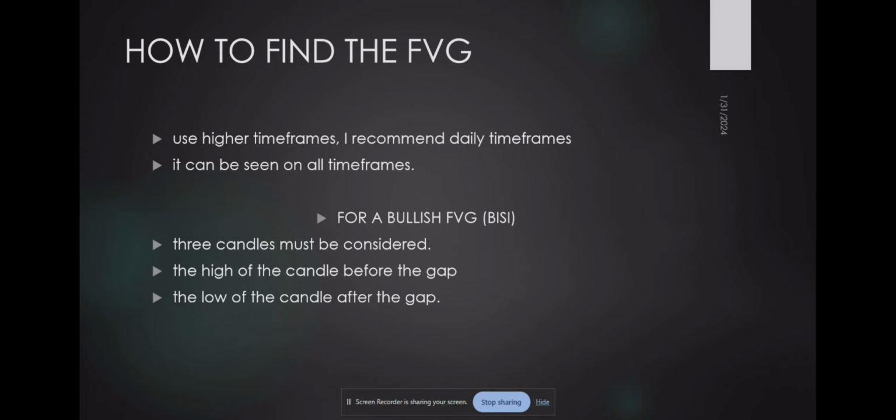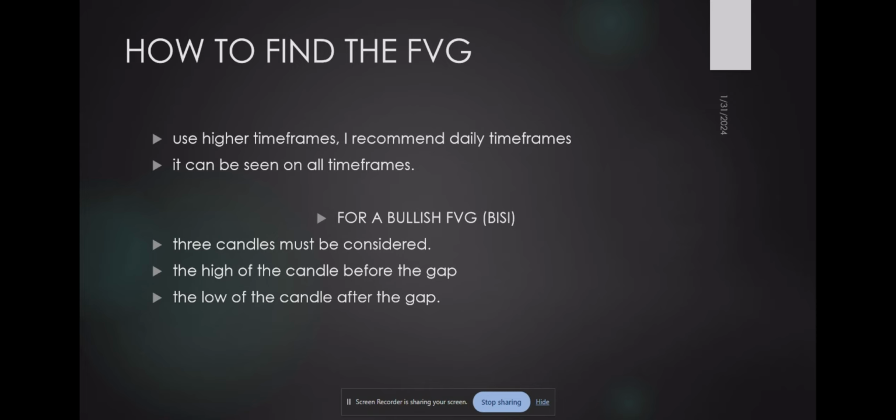So how do you find this? Use higher time frames. I recommend daily time frames. And when I say I recommend daily time frame, I mean when you're trying to figure out a very good internal liquidity, because fair value gap is a form of internal liquidity, which is an inefficiency. So what is a particular internal liquidity that I can look out for in order to take a trade off, or not to take, in order to find a trade setup, or in order to find a draw on liquidity?